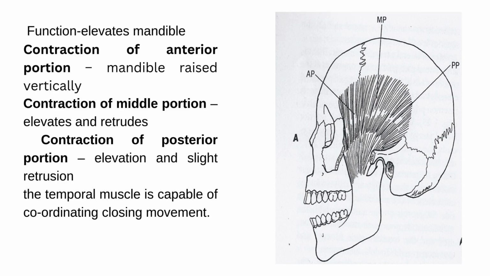Now based on function, these three distinct areas basically elevate the mandible, but the contraction of the anterior portion raises the mandible vertically, whereas contraction of the middle portion elevates and retrudes the mandible. Contraction of the posterior portion shows elevation and slight retrusion of the mandible. So the temporal muscle is capable of coordinating closing movements of the mandible.